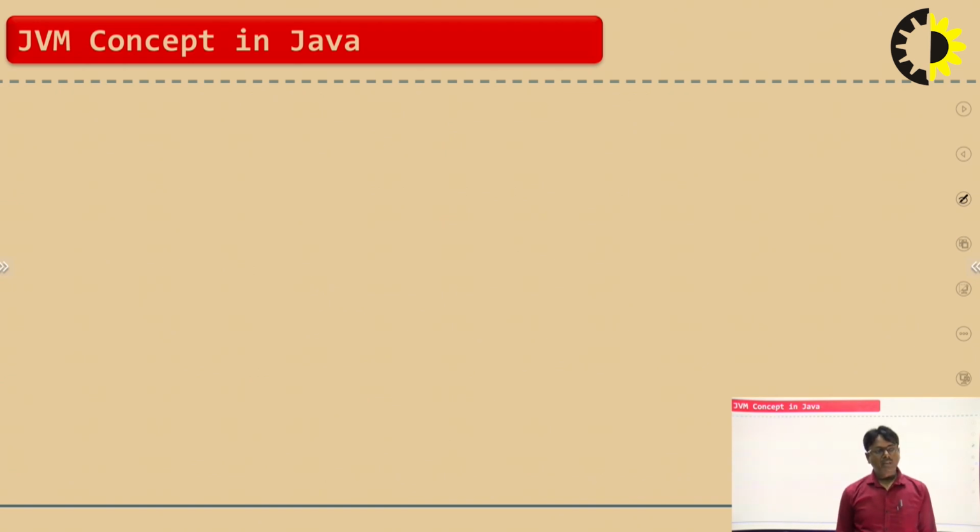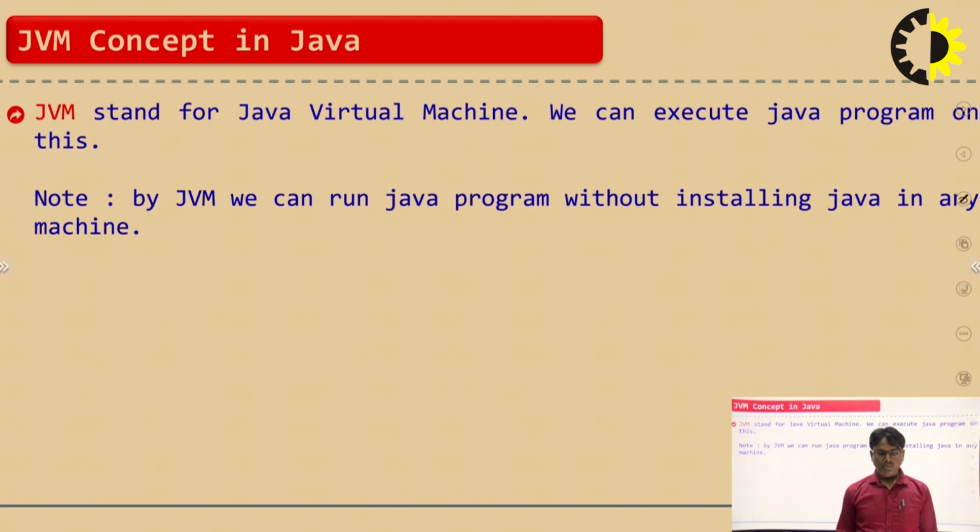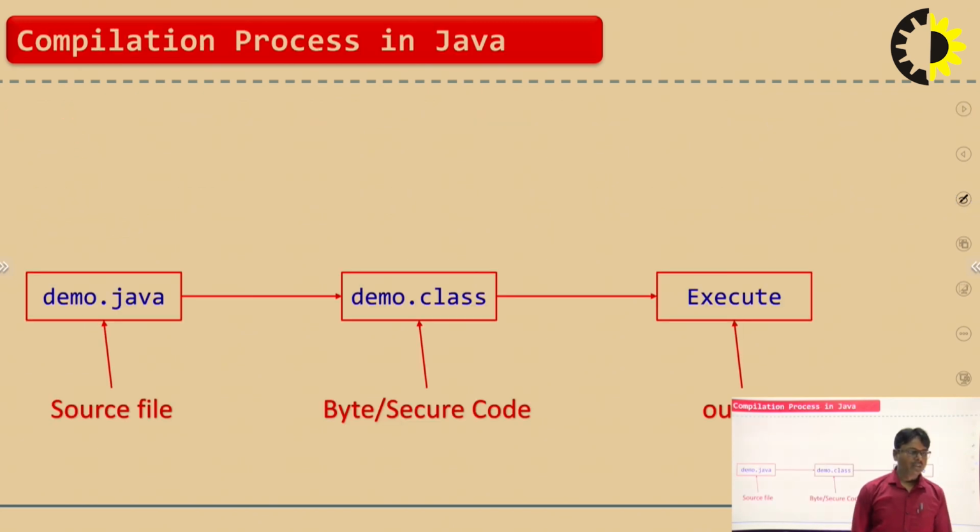Another concept in Java is the JVM. What actually is the JVM? I've already stated during the features of Java that the Java Virtual Machine converts the high-level language into machine-readable code, that is bytecode. So JVM stands for Java Virtual Machine. We can execute a Java program on it, and the JVM can run a Java program without installing Java on the machine. This is a very important feature of the JVM: without installing it, it can directly execute or run the program.